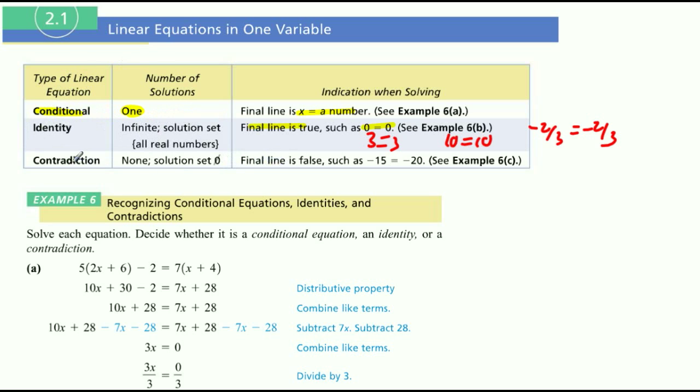And the last case is when you get a contradiction, and that's when there are no solutions. That means the empty set, meaning there are no solutions. And that's when you get a false answer, like negative 15 equals negative 20. Well, that's not true. Negative 15 doesn't equal negative 20. Negative 15 only equals negative 15. Negative 20 only equals negative 20.